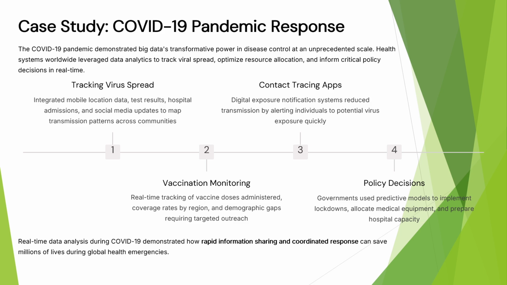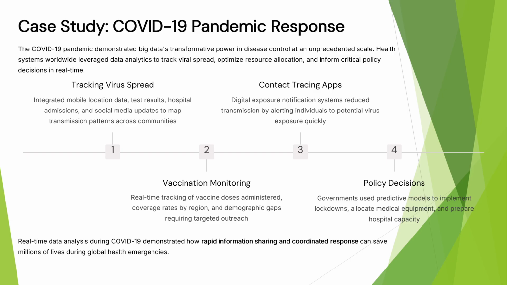Now, talking about the case study of the COVID-19 pandemic response, and how big data helped. The COVID-19 pandemic demonstrated big data's transformative power in disease control at an unprecedented scale. Health systems worldwide leveraged data analytics to track viral spread, optimize resource allocation, and inform critical policy decisions in real time. First, tracking the virus spread, integrated with mobile location data, test results, hospital admissions, and social media updates to map the transmission patterns across the community.